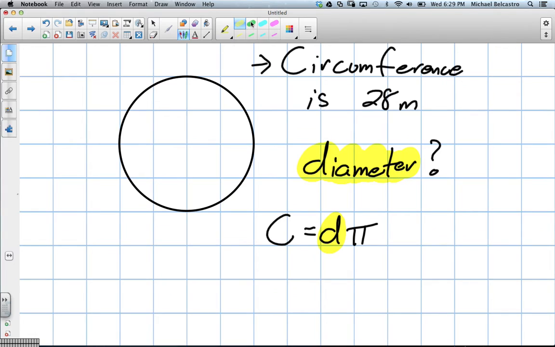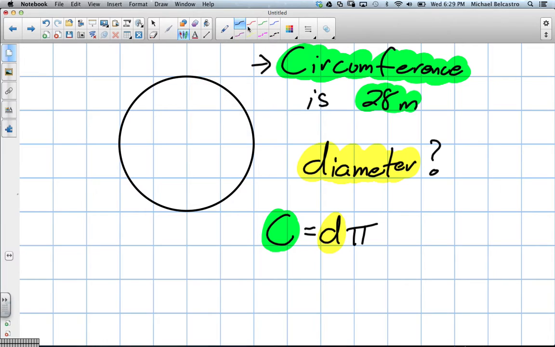Now, they've also told us that the circumference is 28. And there's a letter in this formula that stands for circumference. That's C. So we're going to replace C with the value of 28. So we get 28 is equal to the diameter multiplied, when it's just written beside each other, it means multiplied, right? Multiplied by pi. Okay, good.